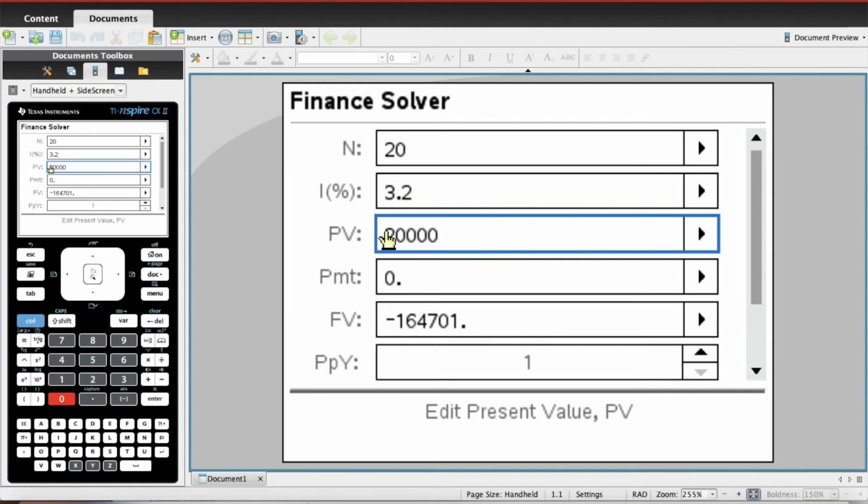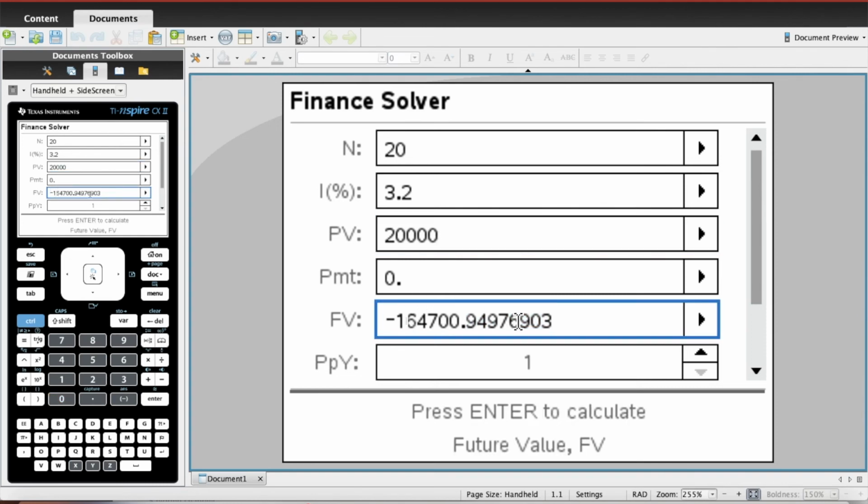Okay, so that's how much he took in the beginning. And then he needs to figure out what his payment is going to be. We do want the future value to be 0, right? We want him to owe 0. We're looking at how much his payment needs to be.